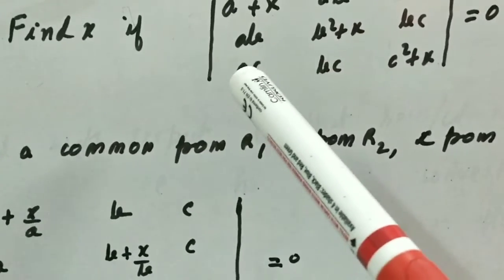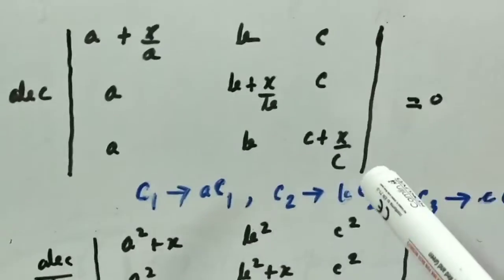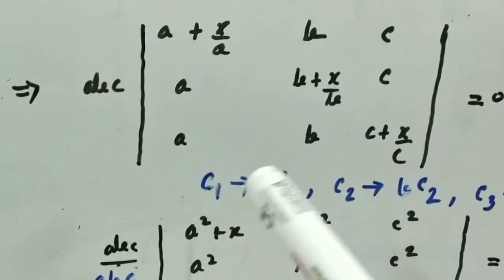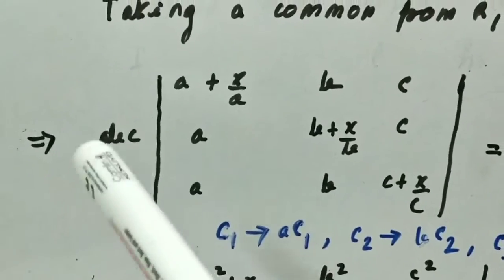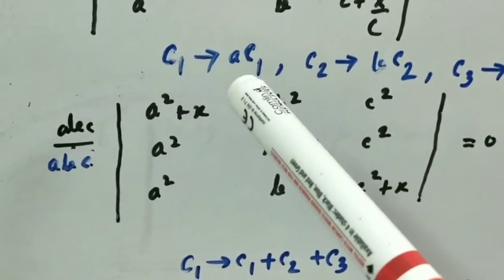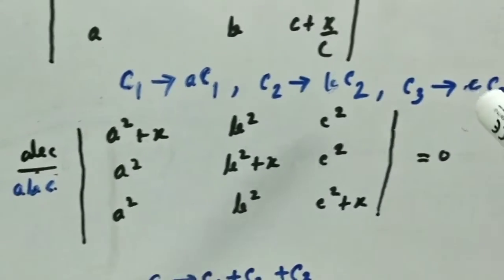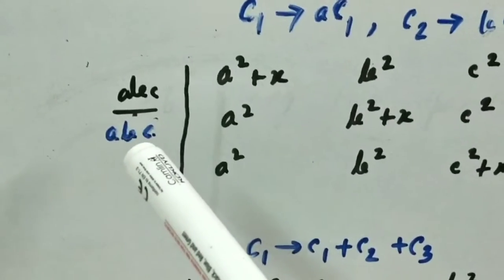And then I take c common from the third row. A, b, c plus x by c. This is equal to 0. And abc is here, common. Now I'm going to multiply the first column with a, second column with b, and third column with c. Then I have to write by abc.